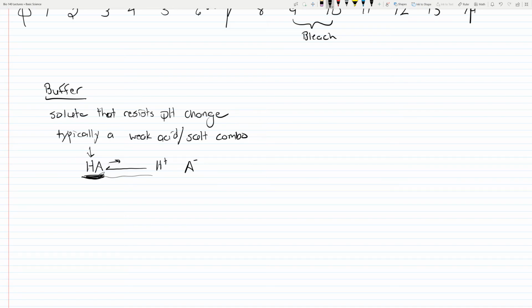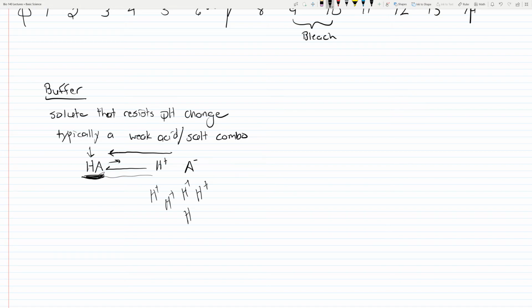One of the rules of reactions is that if I add a lot of hydrogen to this side of the equation, it's going to force the reaction to go in this direction. And what that's going to do is take up the excess hydrogen itself.